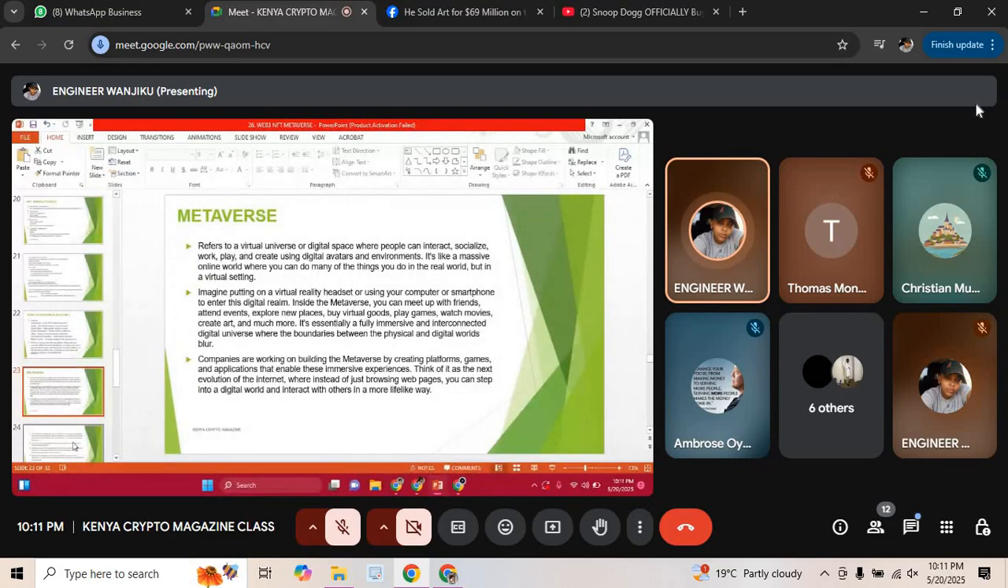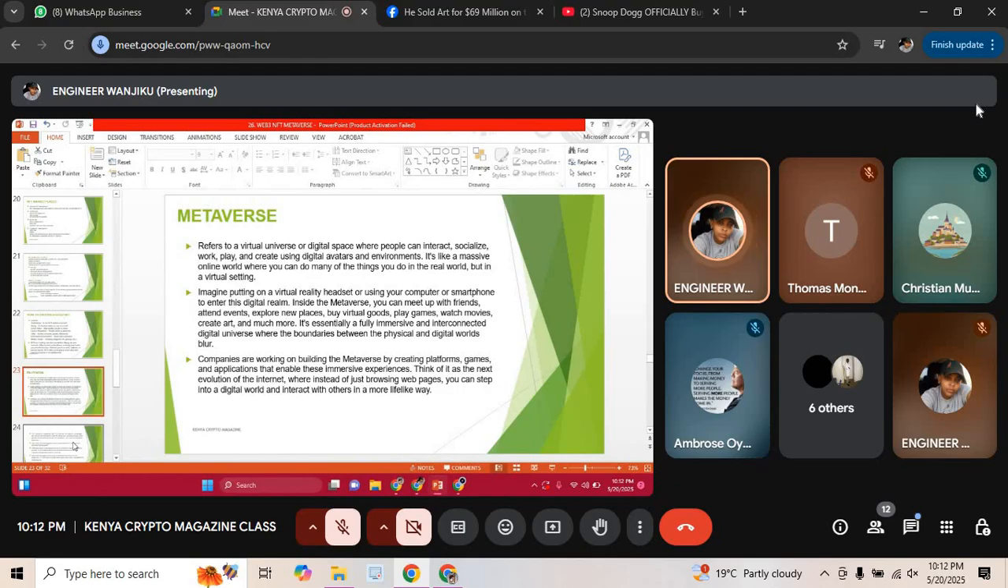So what is actually the metaverse? The metaverse refers to a virtual universe or a digital space where people can interact, socialize, work, play, and create using digital avatars and environments. It's like a massive online world where you can do many of the things that you can do in the real world, but this time you're doing them digitally or in a virtual setting. So imagine putting on a VR.